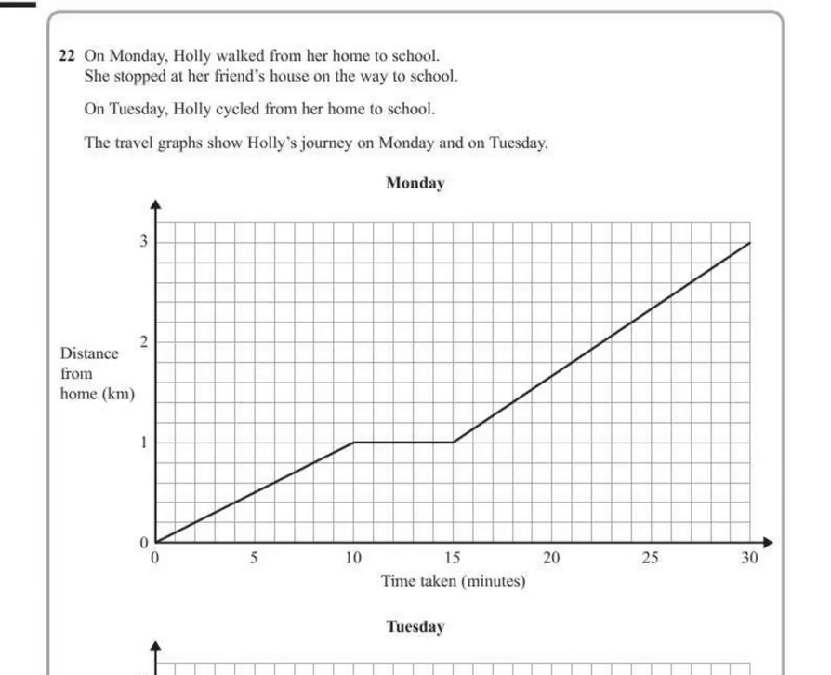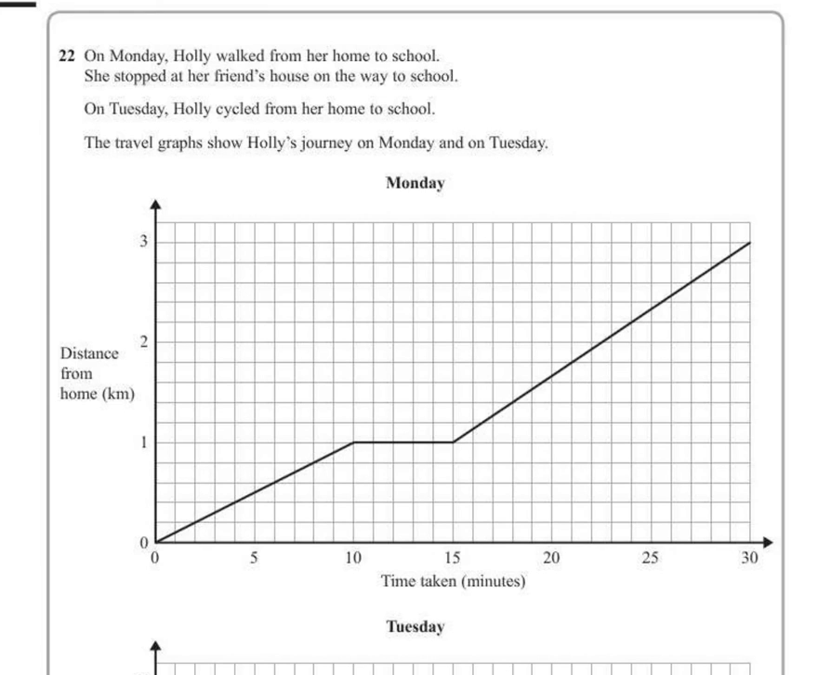Question 22. On Monday, Holly walked from her house to school. She stopped at her friend's house on the way to school. On Tuesday, Holly cycled from her home to school. The travel graphs show Holly's journey on Monday and Tuesday.